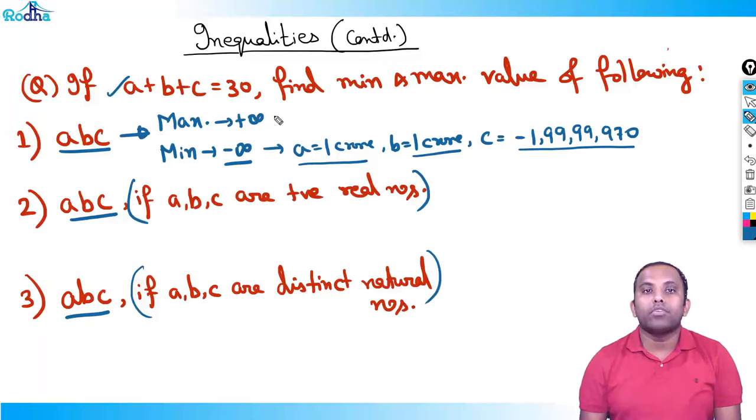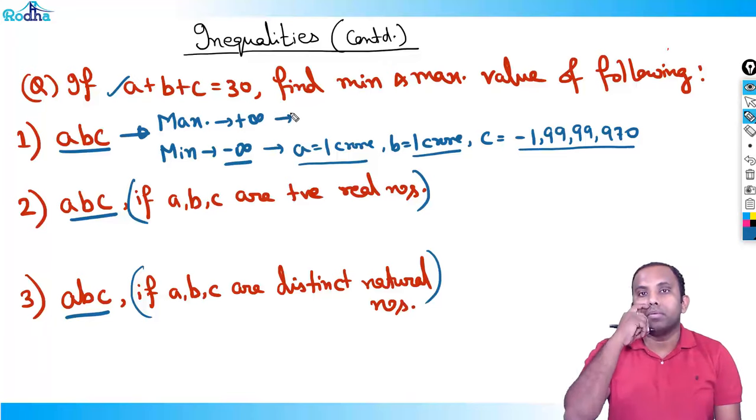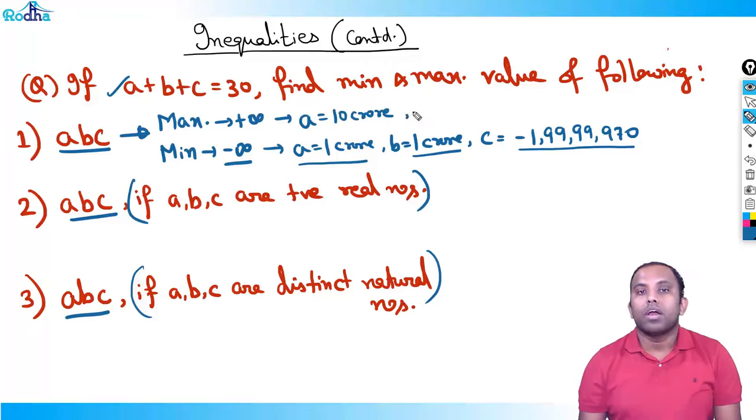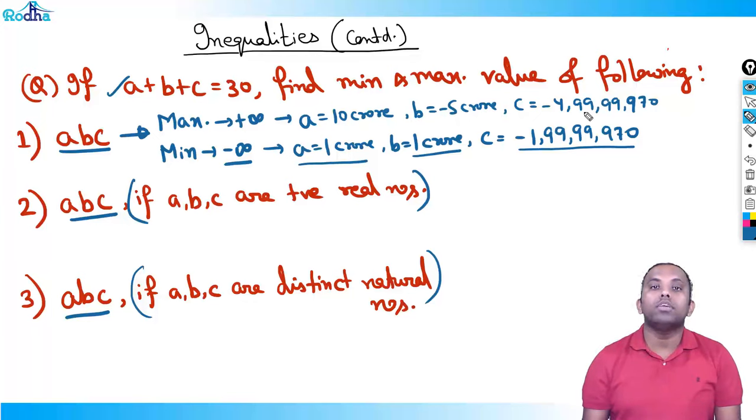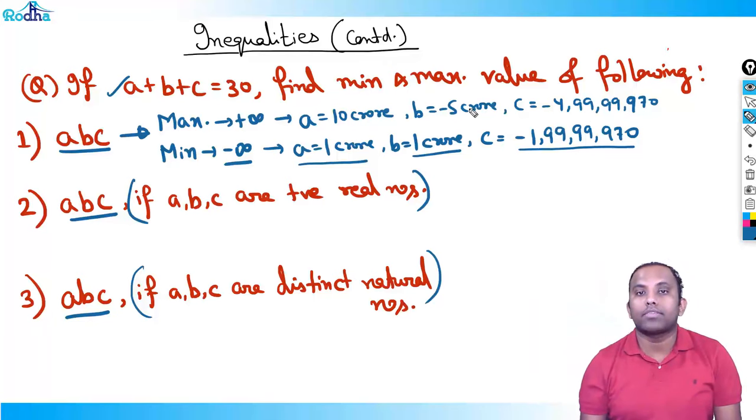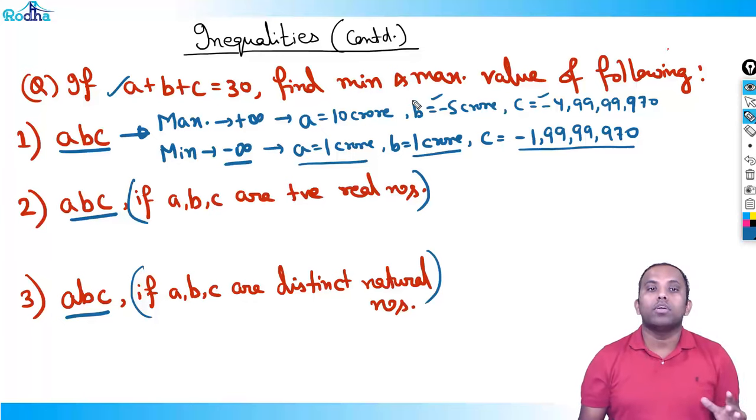Now it can be positive infinity also. How? Again, assume some big number, with two negative signs. Let's say a can be 10 crore, b can be minus 5 crore, and c can be minus 4,99,99,970, this kind of number. If you see a plus b plus c here, again the result is 30. But what is a into b into c? This is positive infinity because it is two minus signs. So when nothing is given, a into b into c has minimum value minus infinity and maximum value plus infinity.